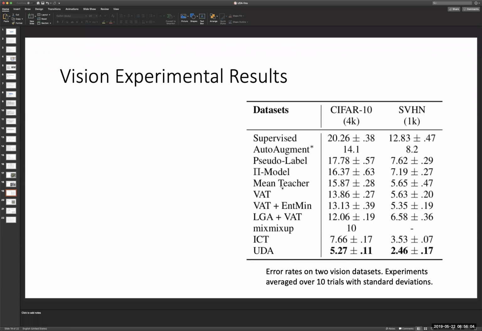Pi models, the mean teacher is another technique. VAT and variations of VAT, have lowered all these things, mixup, and then ICT. I won't go into the details of how these work, but at the very end, we see UDA is able to beat everything. So it's a substantial reduction from the supervised baseline. So that's true in both vision tasks.